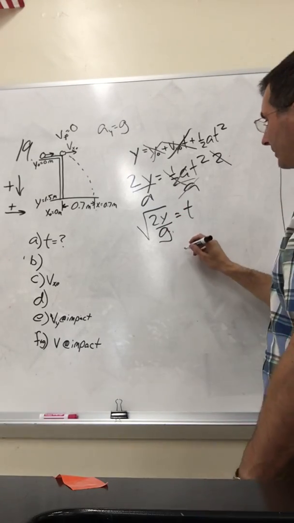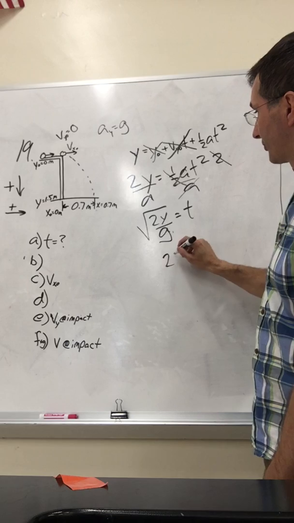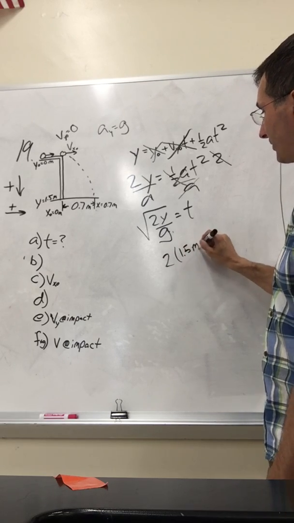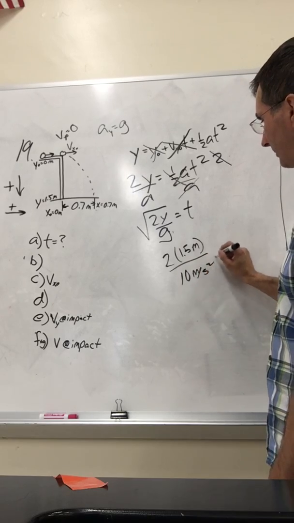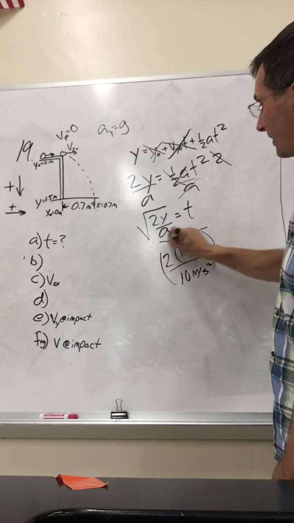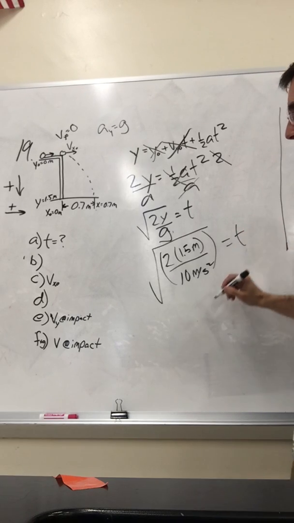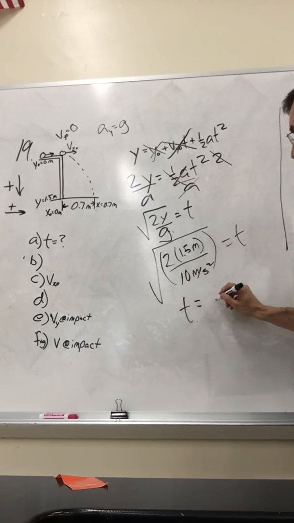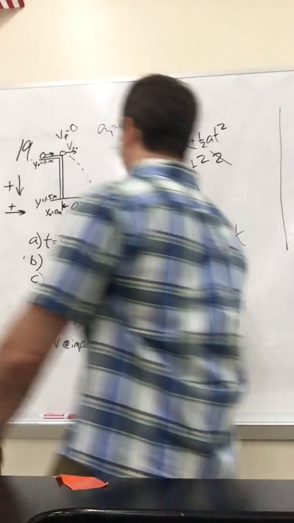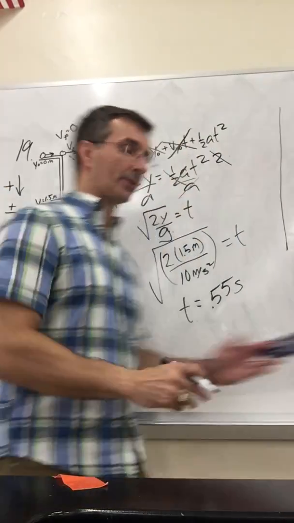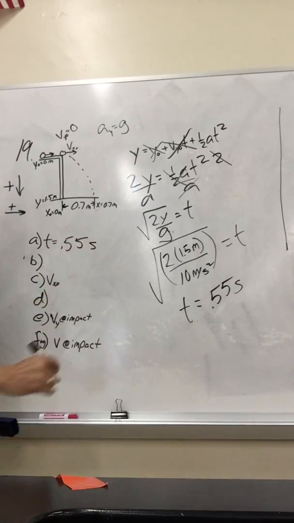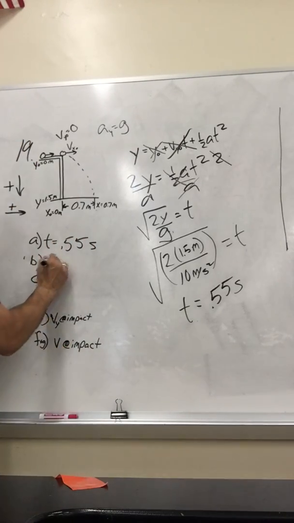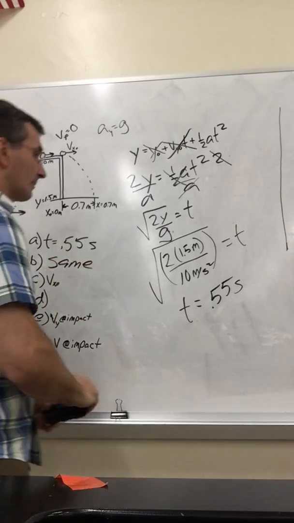Substitute our numbers in here. We'll get 2 times 1.5 meters divided by 10 meters per second squared. And then we'll take the square root of that whole quantity. That'll be our time. And our time will end up being approximately 0.55 seconds. I memorized that. I'm not that good. If you would just drop this thing, it would have the same amount of time.